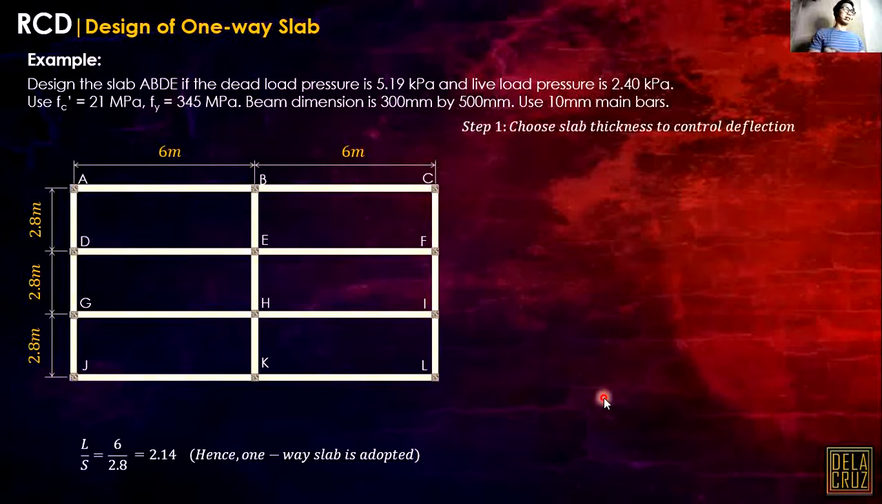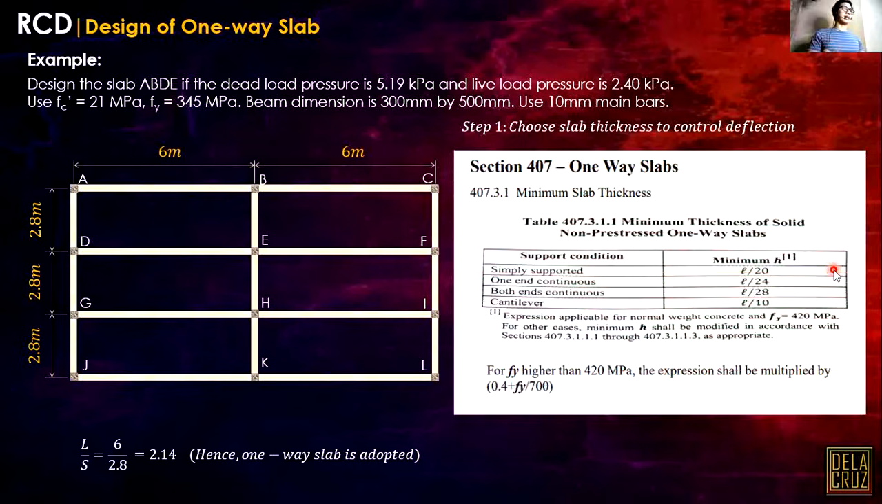Next, step 1, what we showed earlier, of course: choose the slab thickness to control the deflection. So what is our criteria? Isn't it this one? Minimum slab thickness. Here, for the support condition, this is what we will base on or choose from. Now, as you can see, the problem requires us to design the slab A, B, D, E. So we need to focus on this slab.